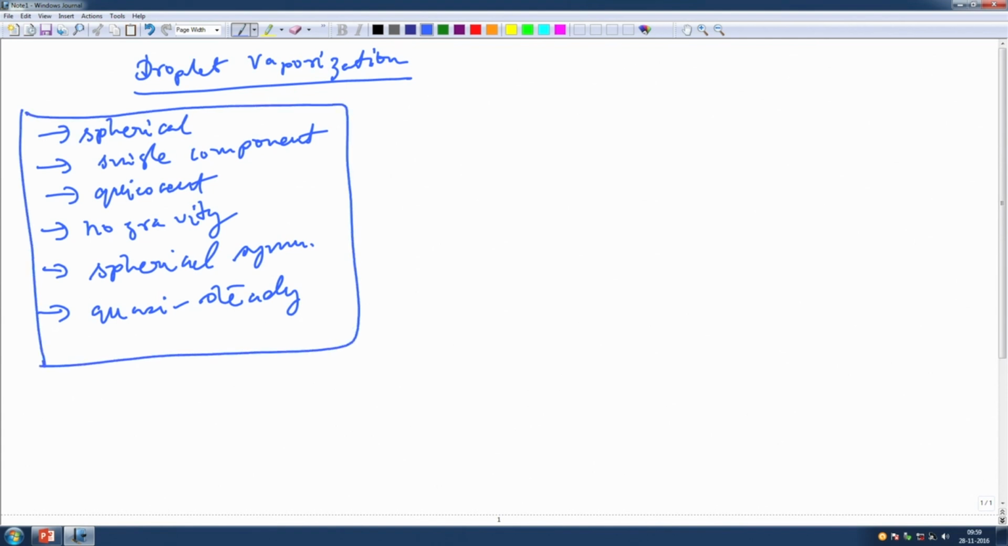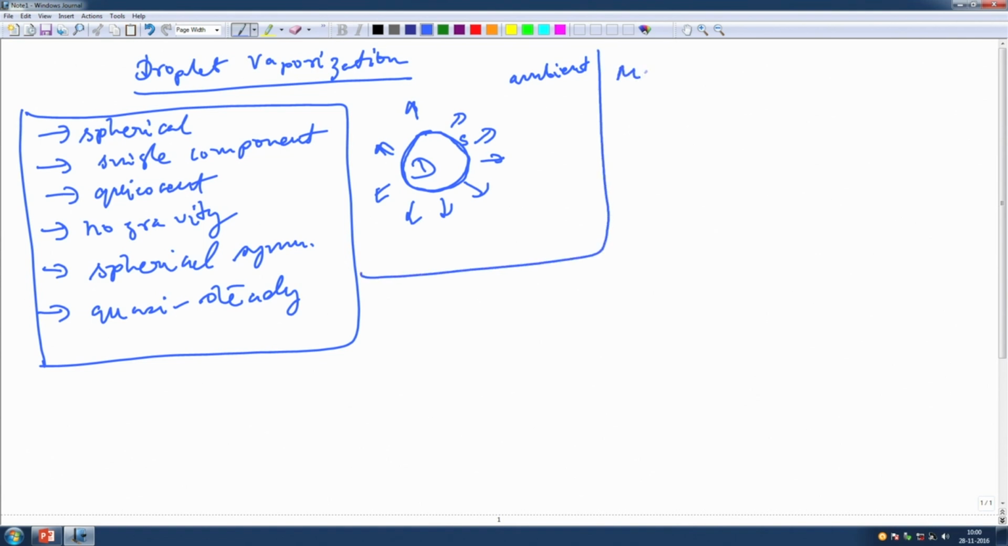Now let us look at each of these in detail. We already have a diagram of how a droplet evaporates. So, the droplet is evaporating like this. This is the ambient, and this is the surface of the droplet. Now, based on this, let us see how we can solve this. Let us consider the mass conservation first.